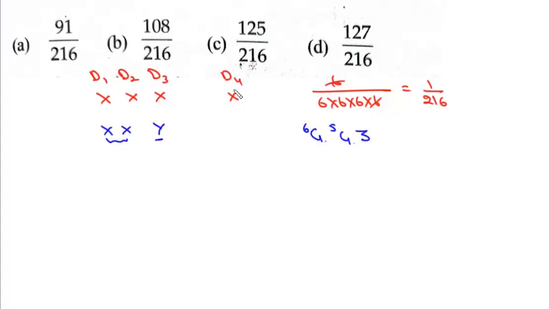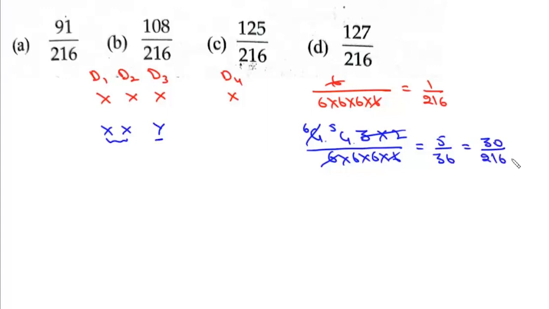So now we have x, x and y. In this case, D4 can either be x or y, so we have 2 favorable cases for D4. So this will be over 6 into 6 into 6 into 6. Now this 6 will cancel, this 6 will also cancel, so this probability will be 5 by 36, or we can also write this as 30 by 216.